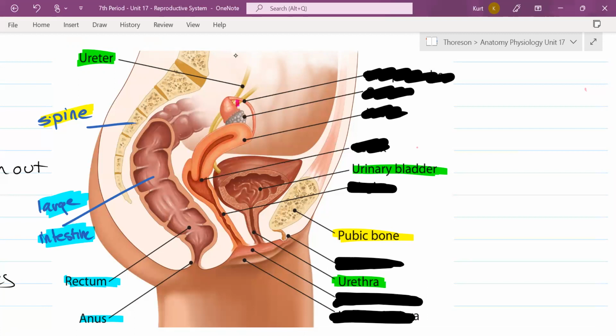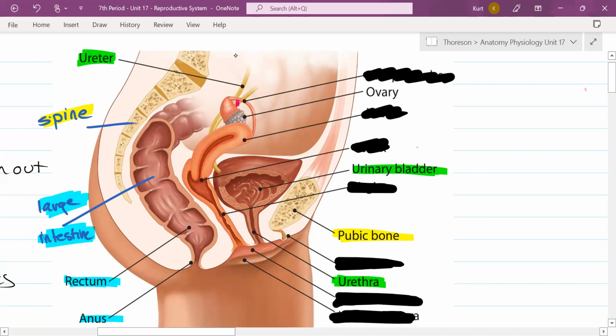So let's go. What do you call the organs where egg cells are produced as well as the hormones estrogen and progesterone? What are those? Those are ovaries right there. Girls, you have two of them.